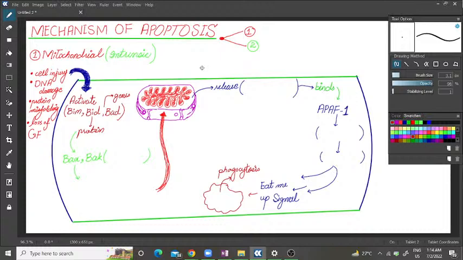Today's topic of our discussion is the cellular mechanism, or the deep mechanism, of apoptosis. Basically, there are two cellular mechanisms of apoptosis. The first mechanism is the mitochondrial or intrinsic pathway.